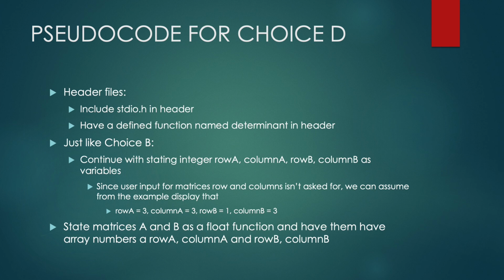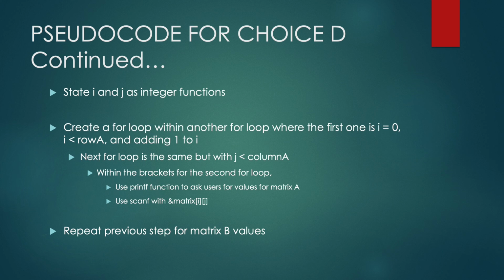We will state matrices A and B as float arrays, and then we will have them have array sizes of row A, column A, and row B, column B. We will then introduce variables I and J as integers, and we will create 2 for loops. The first for loop will start with I equaling 0 and I being less than row A, and it will be incremented each time it's implemented. And within that for loop, there will be another for loop for integer J, where it will equal 0 once again, and it will be less than the number of column A.